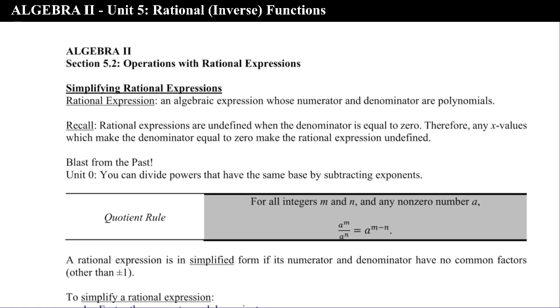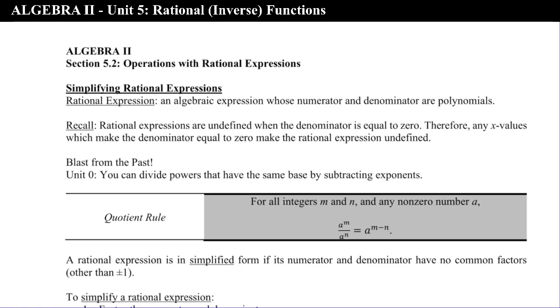So let's just talk a little bit about things we already know before we get into actually doing some rational expressions. A rational expression is an algebraic expression whose numerator and denominator are polynomials. So we just worked with a whole lot of that back in Section 1 of this unit. Remember, rational expressions are undefined when the denominator is equal to 0. Remember, that gave us an asymptote in our last section of this unit. Therefore, any x values which make the denominator equal to 0 make the rational expression undefined and cannot be used.